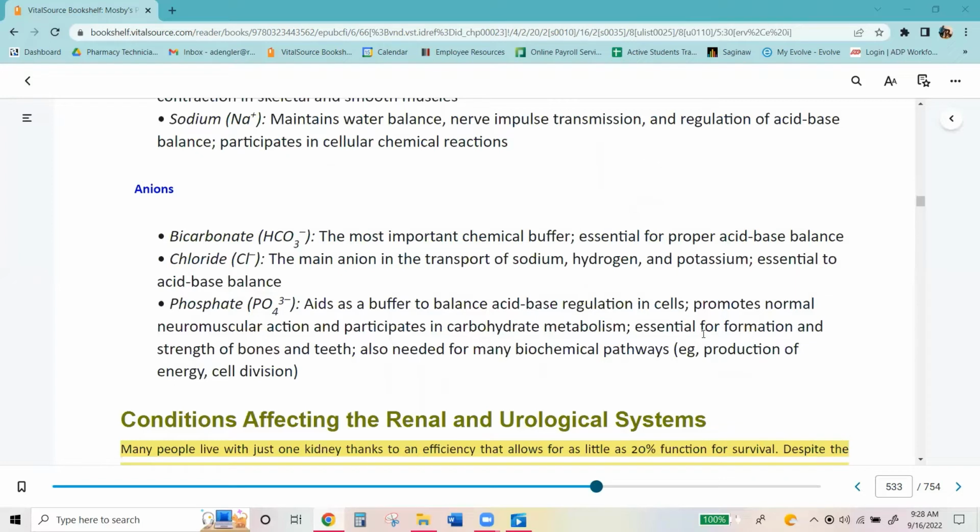Anions, which are negatively charged ions, include bicarbonate, the most important chemical buffer essential for proper acid-base balance. Chloride, the main anion in the transport of sodium, hydrogen, and potassium, is essential to acid-base balance. Phosphate aids as a buffer to balance acid-base regulation in cells. It promotes normal neuromuscular action and participates in carbohydrate metabolism. It is essential for formation and strength of bones and teeth, and is also needed for many biochemical pathways.